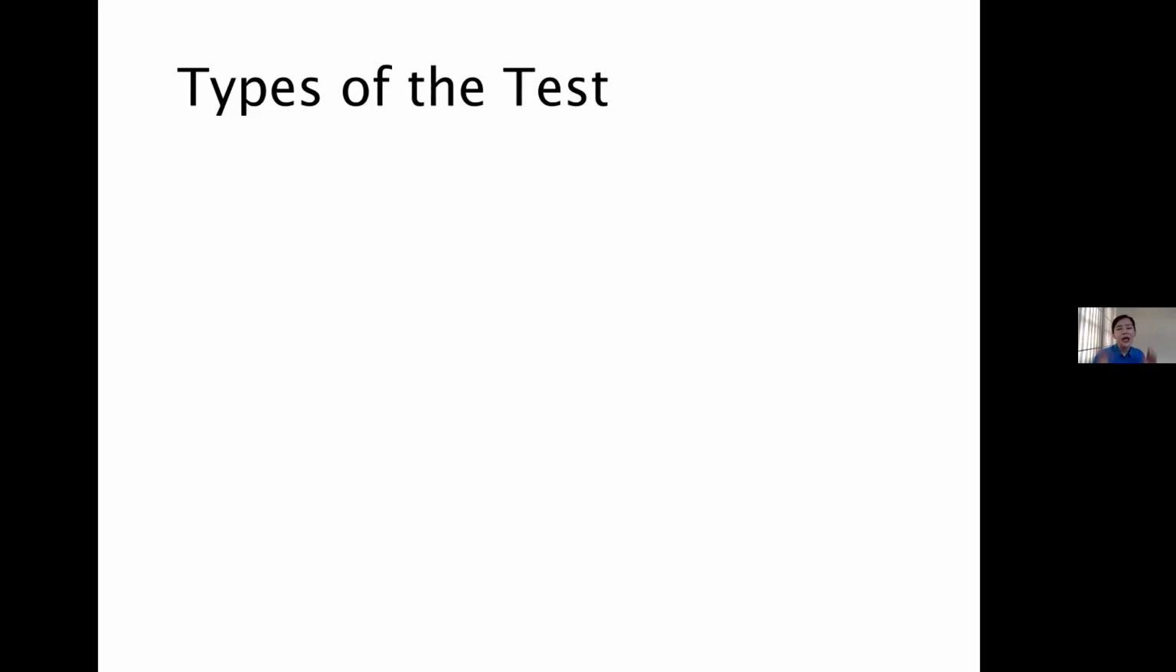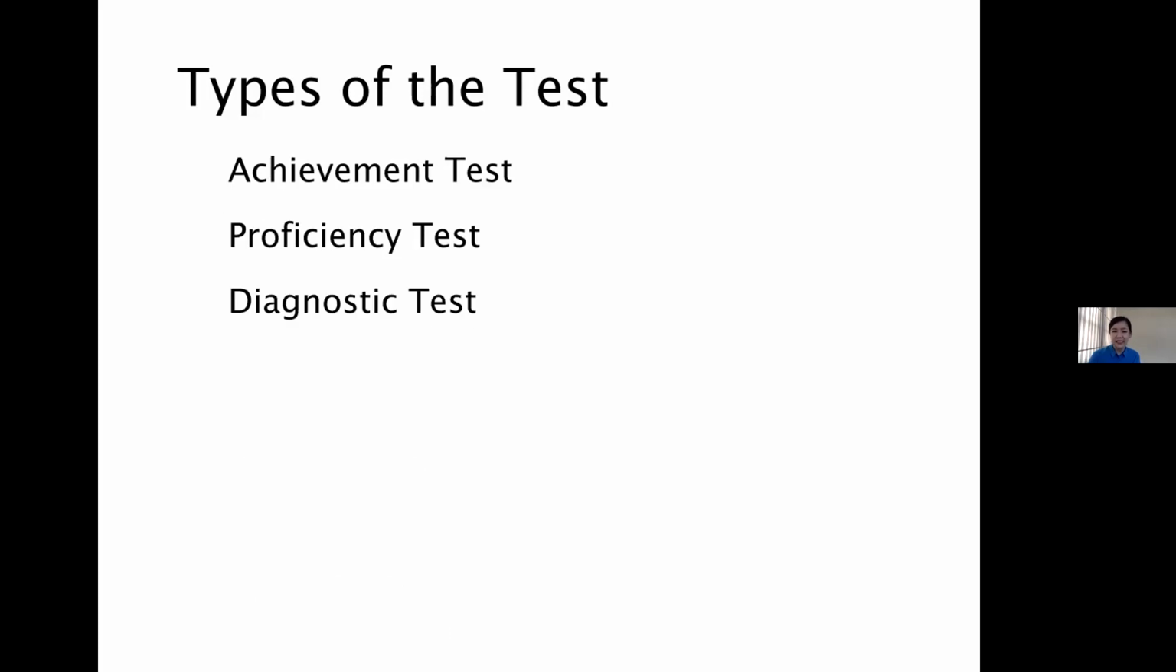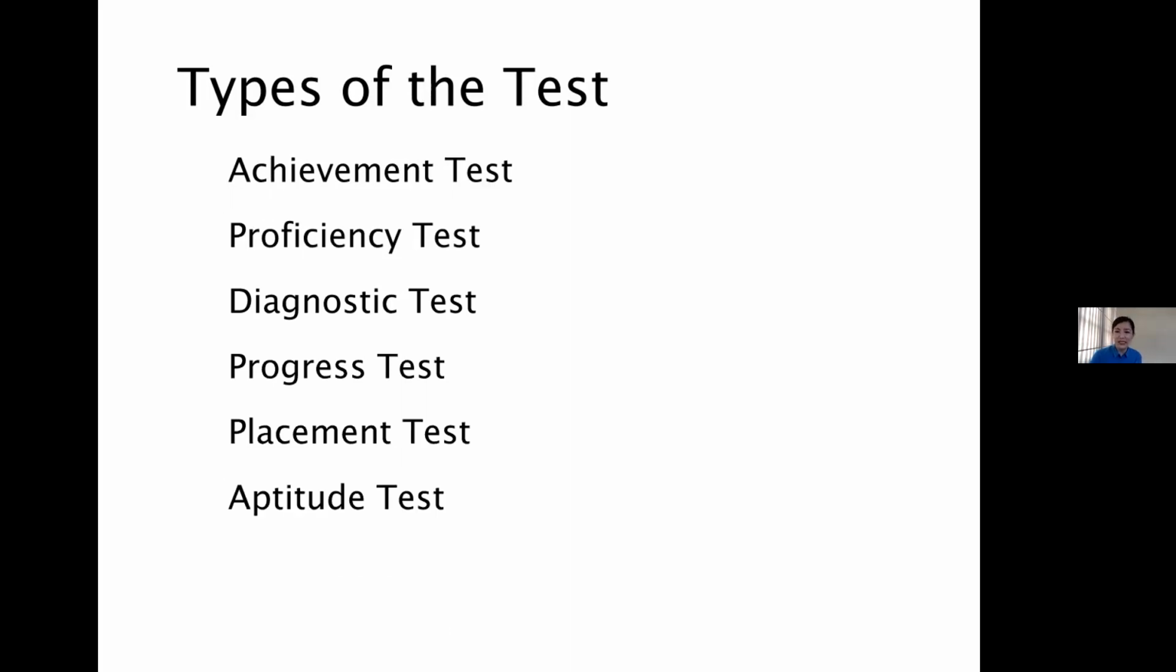Okay, so now on this slide, I will show you the types of tests that are distinguished by the purpose of the test. All right? So the first one is the achievement test, proficiency test, diagnostic test, progress test, placement test, and aptitude test. So these are the main types of tests that we always use in English language teaching. Each kind of test here has a different purpose.